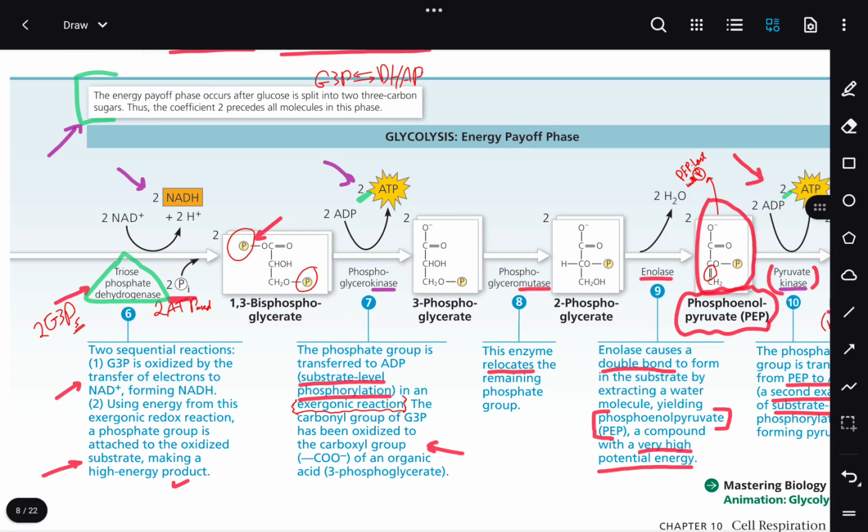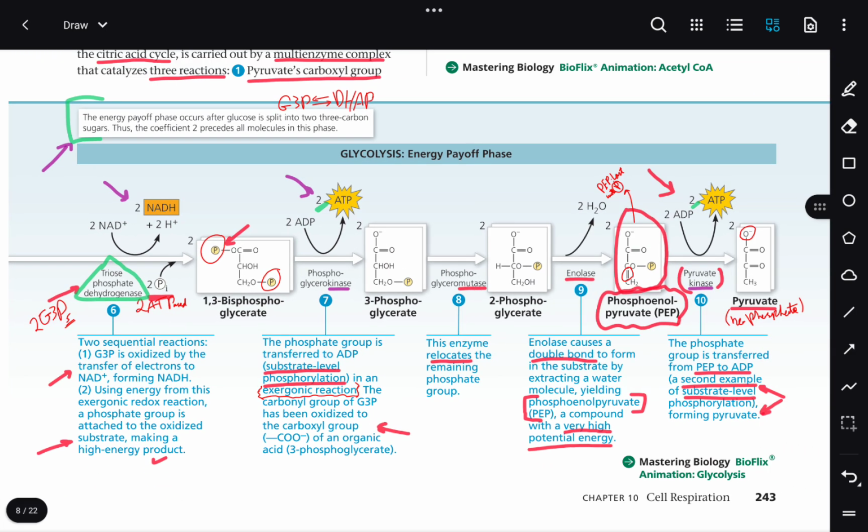Regarding those steps, a few ideas we need to point out. First, the end product is pyruvate. We get 2 pyruvates because each pyruvate has a 3-carbon structure, and we started with glucose, 6 carbons. No end product should have a phosphate group. So pyruvates don't have phosphate groups.